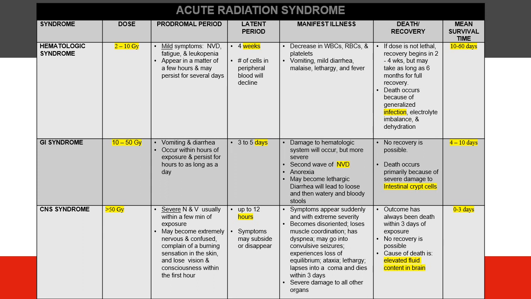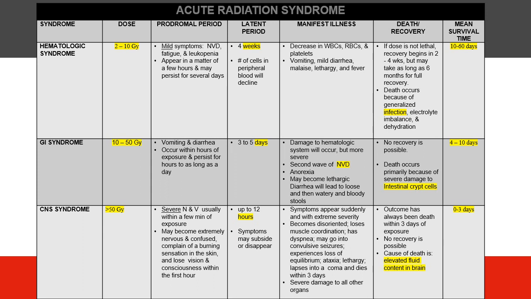The death occurred primarily because of severe damage to the intestinal crypt cells. If they have watery and bloody stools, eventually the lining of their intestinal crypt cells is destroyed. And that's the reason why they're going to die. They can't absorb the moisture or nutrients from their own food. And they die within 4 to 10 days from the initial exposure.